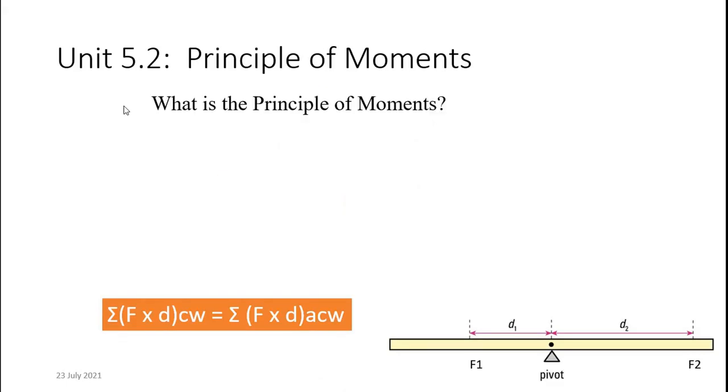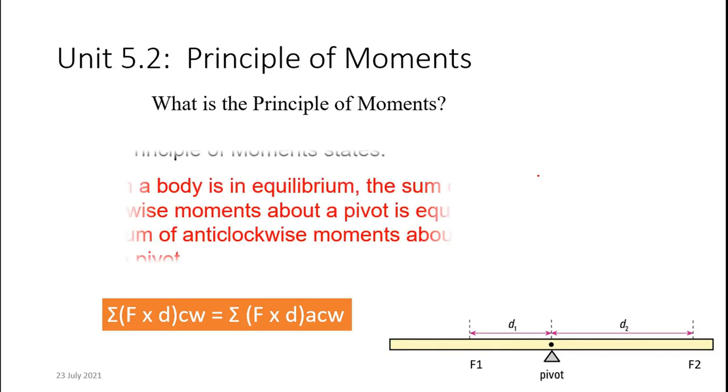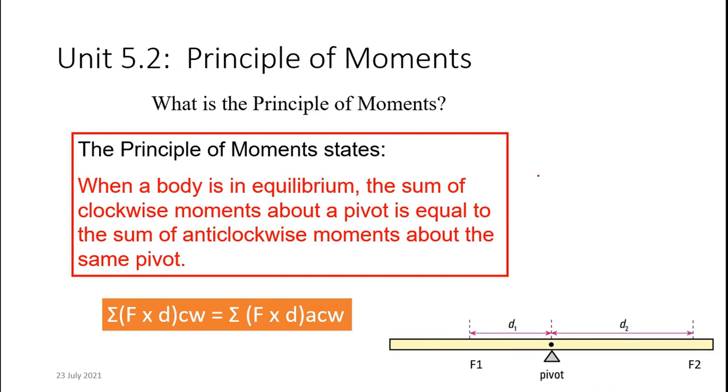Next, what is the principle of moments? This is the definition. When a body is in equilibrium, the sum of the clockwise moments is equal to the sum of the anti-clockwise moments about the pivot. This is the formula. The symbol is sigma, the sum. The sum of the clockwise moments is equal to the sum of the anti-clockwise moments.